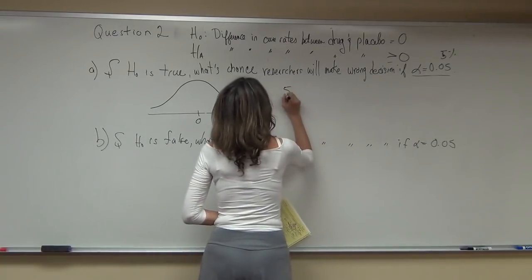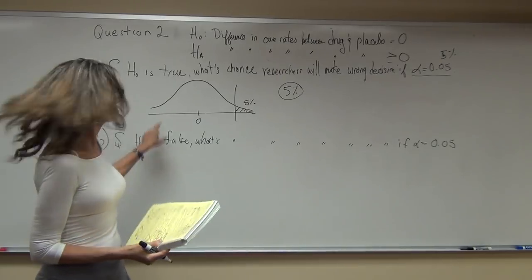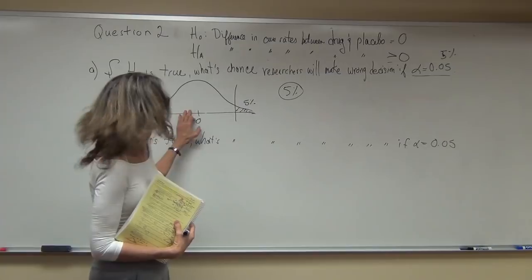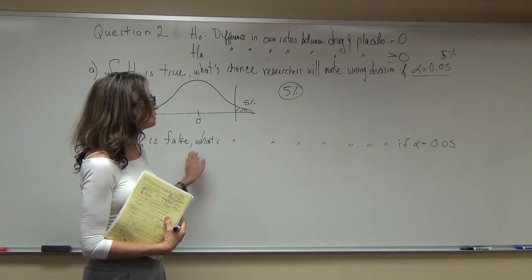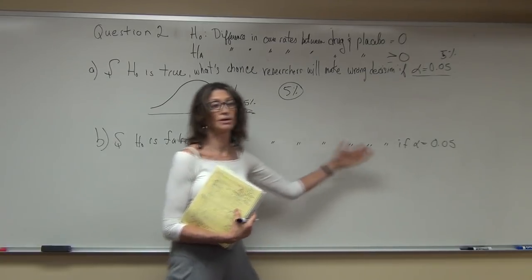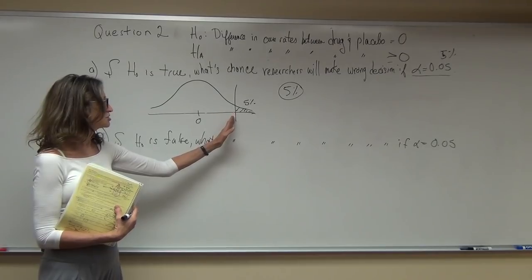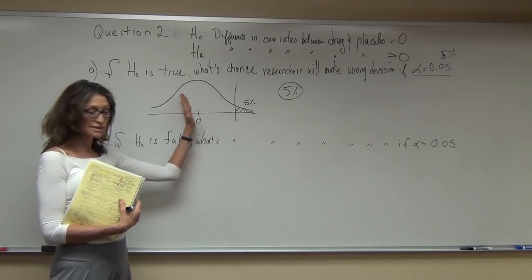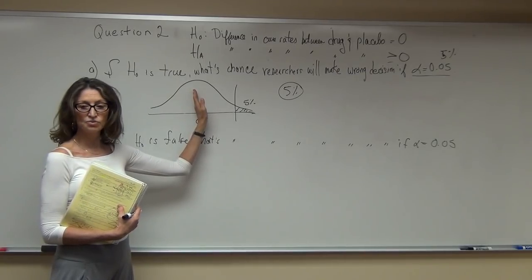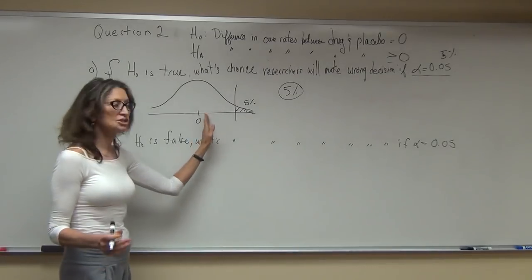That's your answer. Those two things are the same. Now, what if the null is false? What if the alternative is true? Let's say the drug really worked. What's the chance we're going to make a wrong decision and decide the drug didn't work when it really did? So if it really works, we'll be deciding on this side, and we'll be wrong. Well, what's the chance of that?